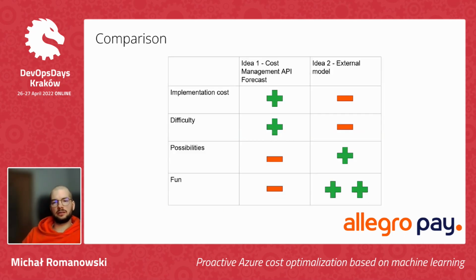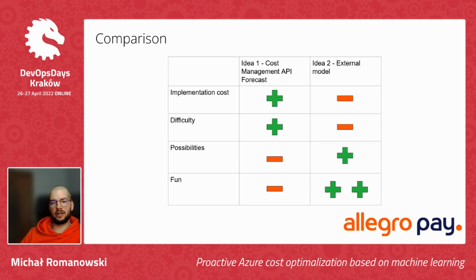In comparison, it looks like that. In the first column, we've got each aspect of the solution that we care about. In the second column, you've got idea number 1, and in the next column, we've got idea number 2. Looking from the top, we've got implementation cost, which is the time that we need to spend to implement this solution. Obviously, adding an additional HTTP request is no problem for us, and writing a new machine learning model is quite a challenge. Difficulty seems the same.